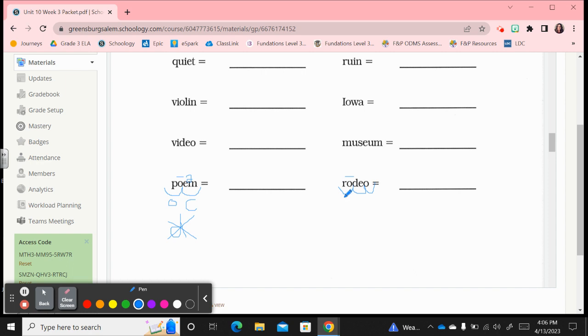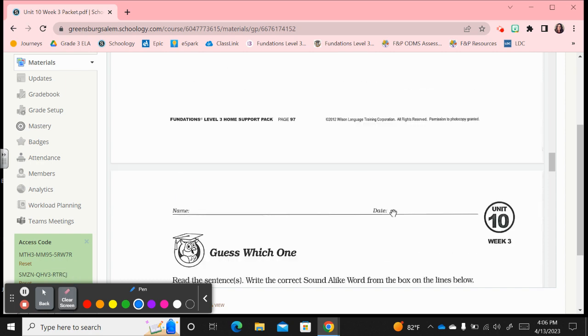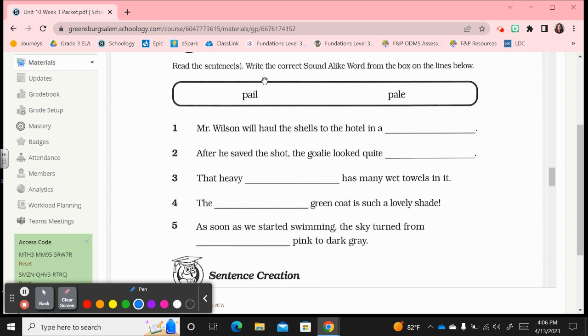And last but not least, we have rodeo, 3 syllables. Ro, long, open. De is long, open. And O is long and by itself is open. Where our double vowel syllable exception is right here with the EO together. So I'm going to put that right here in between the last 2 opens. Perfect. All right, clear that and head to the next page of guess which one.